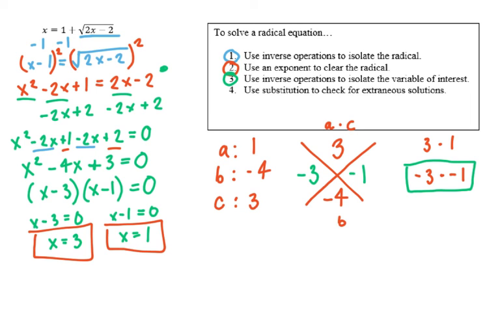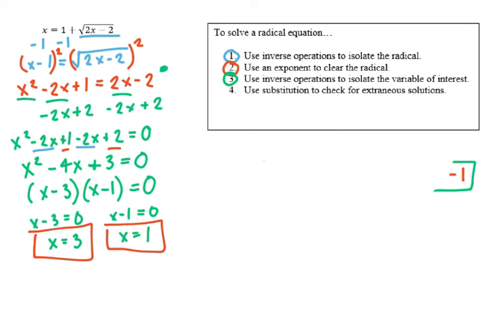These are our two answers to this equation. But we are not done yet. The final step here is we want to substitute these x values that we have found back into our original equation to check for extraneous solutions. So let's start with x equals 3. Let's substitute 3 in for x in our original equation. So that's going to leave us with 3 equals 1 plus the square root of 2 times 3 minus 2.